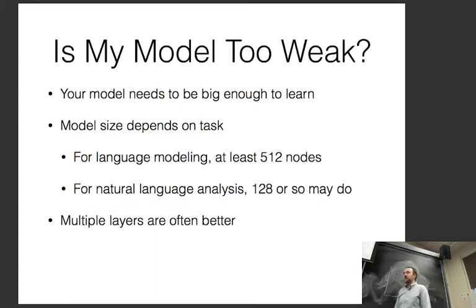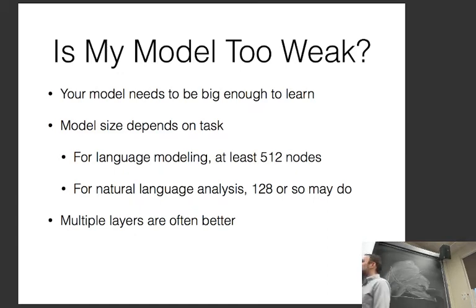Also, multiple layers are often better. So if you want to learn something that's relatively complicated, having multiple layers in your net can be a good idea. This is not always necessarily the case that this will give you big gains, but usually at least 2 layers for NLP related tasks seems to work pretty well.